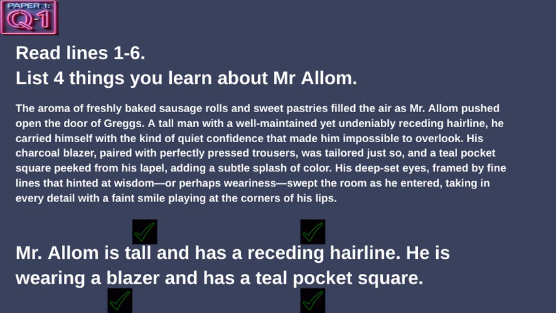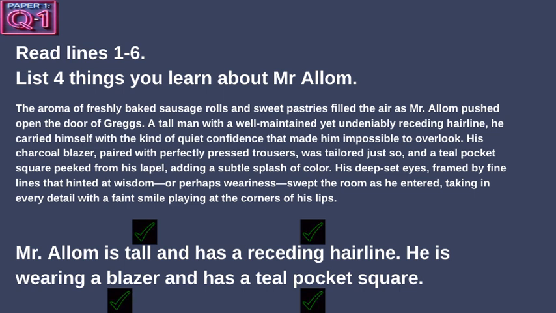So in this case, it says read lines 1 to 6, list four things you learn about Mr. Adam. I won't subject you to ChatGPT's story of me and Greg's, but if you want to read it, there's the example. So I picked out from that, for example, Mr. Adam is tall, has a receding hairline, is wearing a blazer, and has a teal pocket square. So those four things, tall, receding hairline, wearing a blazer, has a teal pocket square, would get you a mark each.